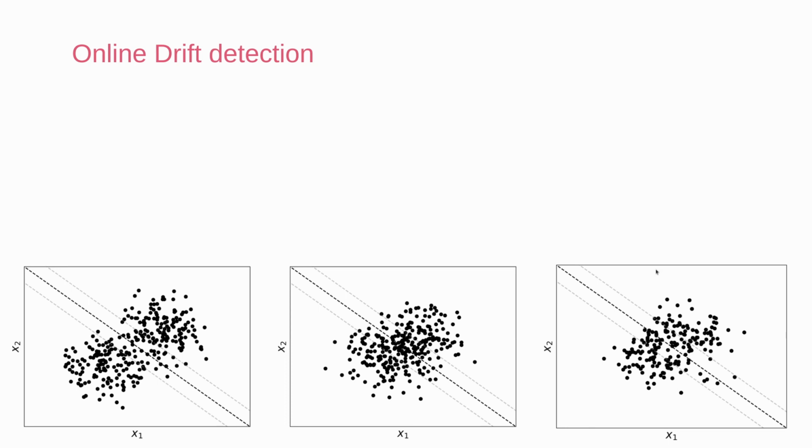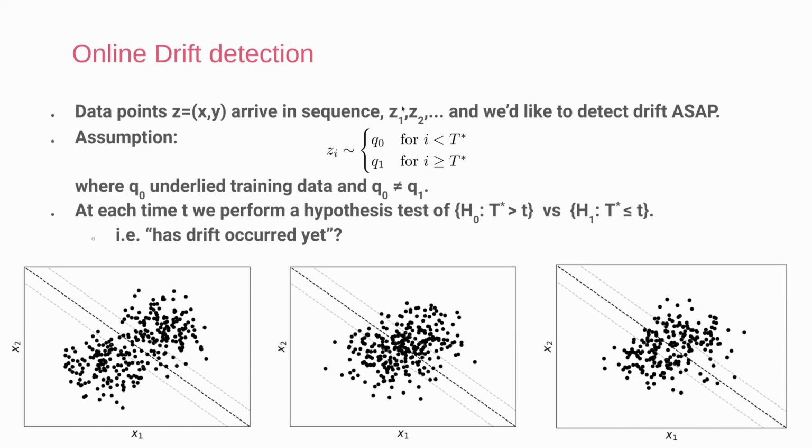And so the sort of framework that we set up for this is that we assume the data points follow the training data distribution up until some change point t star, and then thereafter it follows some alternative distribution, which is no longer the same. And as each point arrives, we perform a hypothesis test of whether or not there is evidence that drift has already occurred. And yes, this whole problem is referred to as online drift detection or sequential drift detection, as opposed to offline, where we consider big batches at a time.